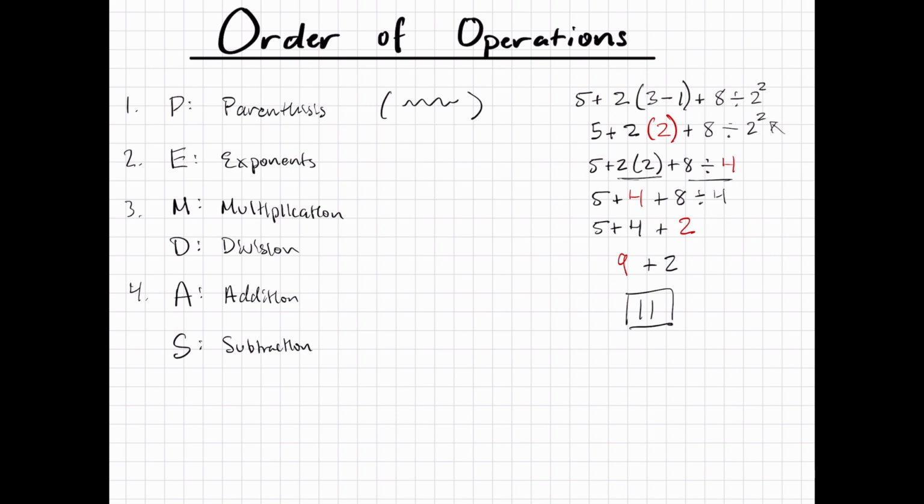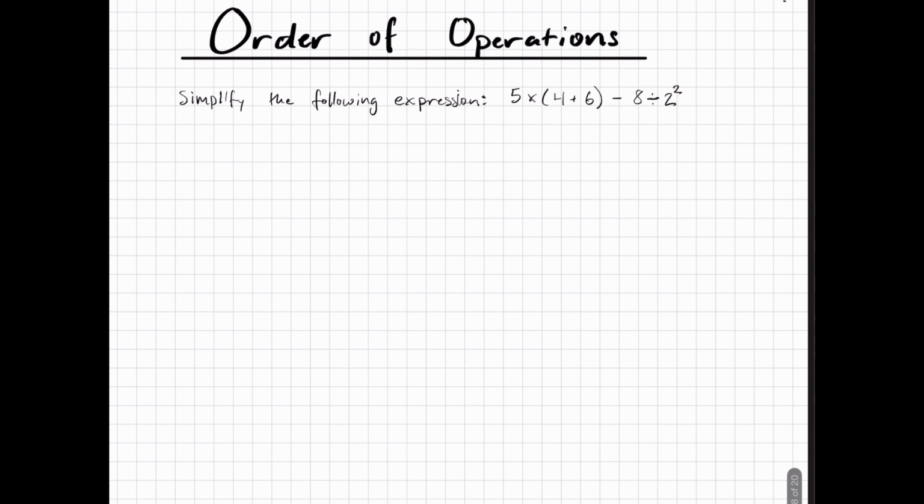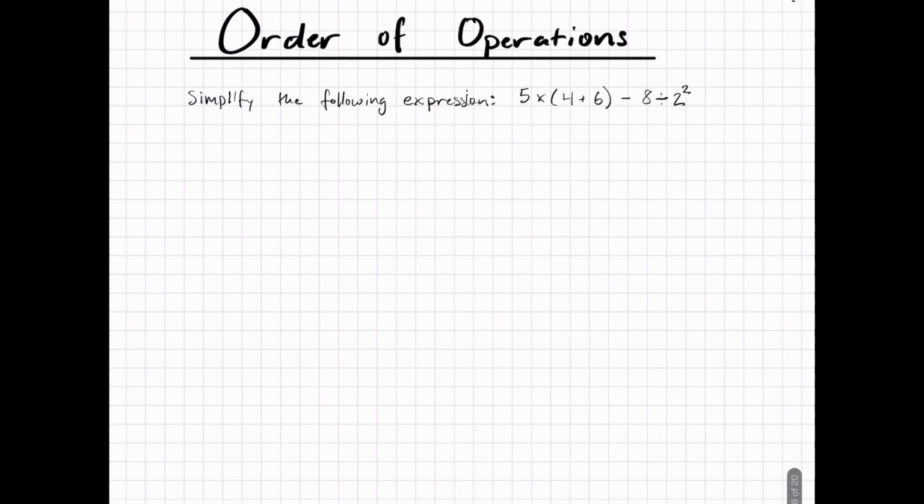Okay, let's go over a quick example question. Pause the video if you want to try this question on your own. All right, let's go over it. Simplify the following expression. Okay, we'll write it here for simplicity: 5 times (4 plus 6) minus 8 divided by 2 squared. So in order to evaluate this, what's the first thing we have to look at?